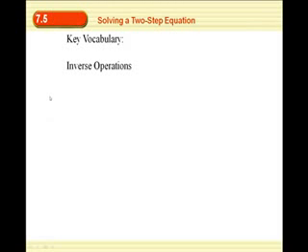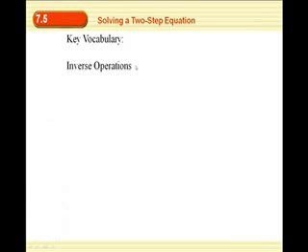Okay, 7th grade, this is 7.5, solving two-step equations. So what we've done in the past two lessons is we've solved equations with adding and subtracting, and then the second one was multiplying and dividing. Well, now we're going to put those together in one problem where you have to do both of those things.